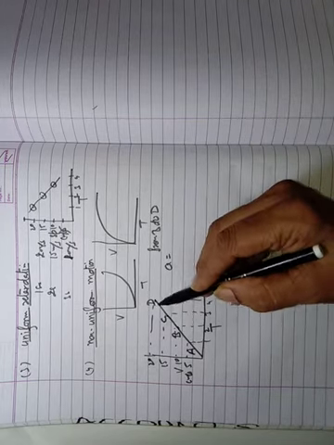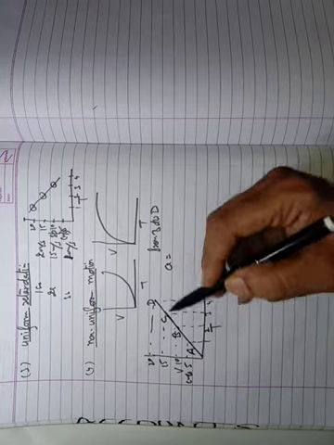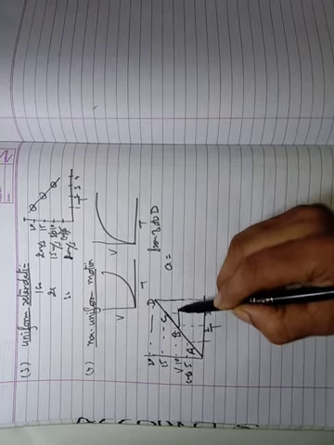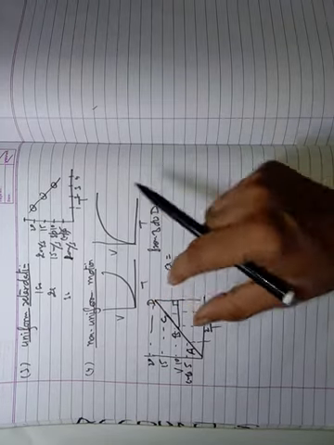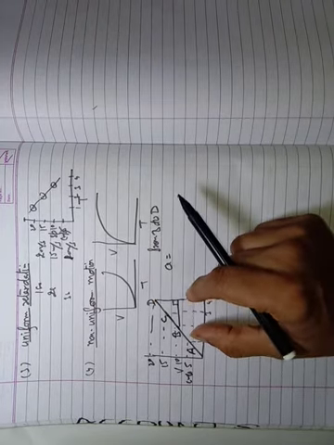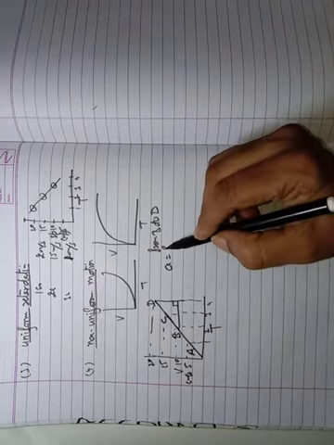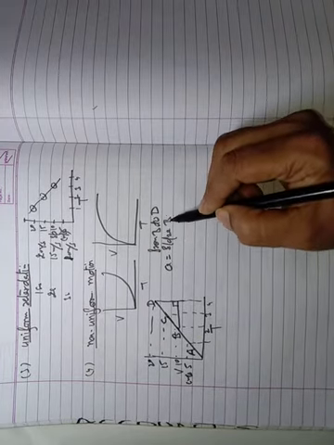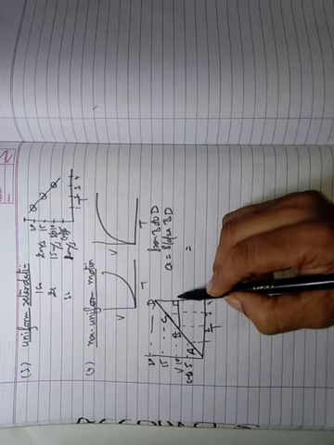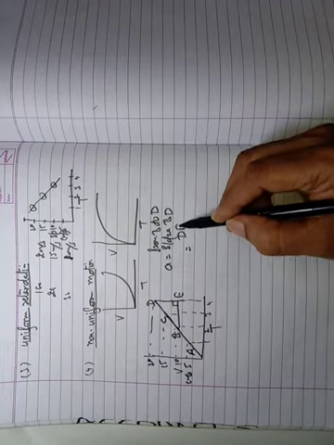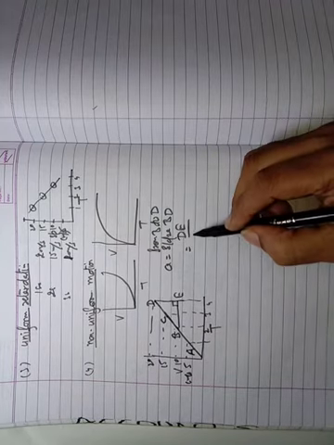If you want to find the acceleration from B to D, you have to find the slope. Slope means perpendicular upon this base. This perpendicular upon this base will represent the acceleration of the body. Acceleration will be slope BD. Slope BD means, I am writing here E, slope BD means perpendicular DE upon base BE.